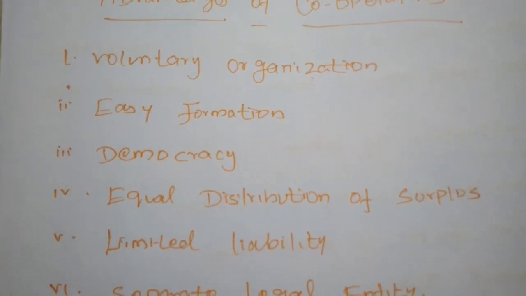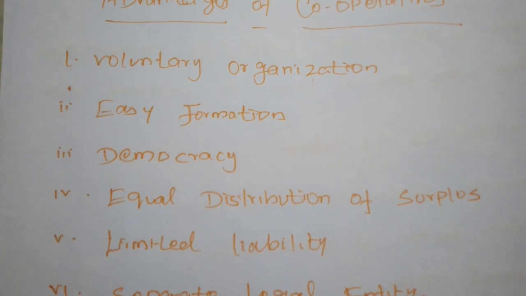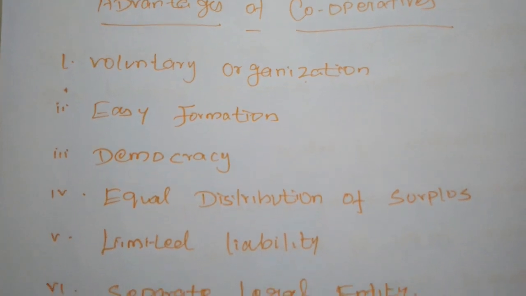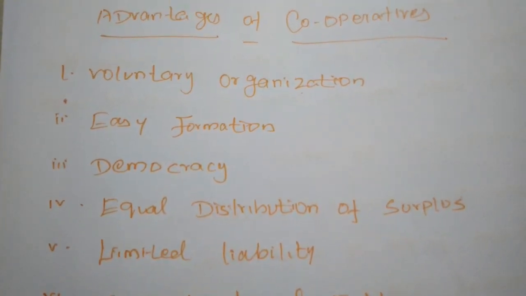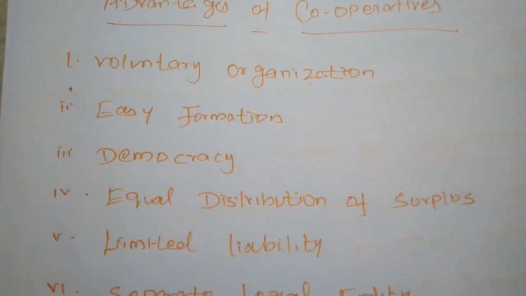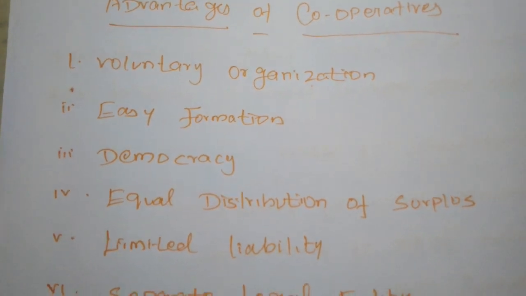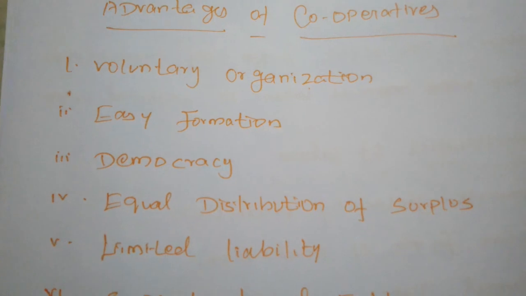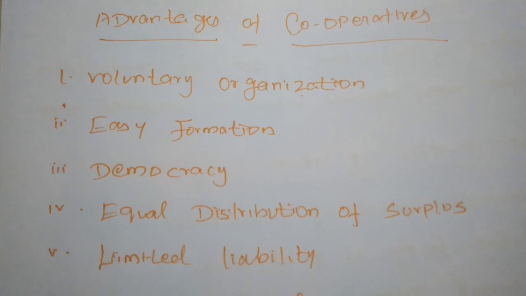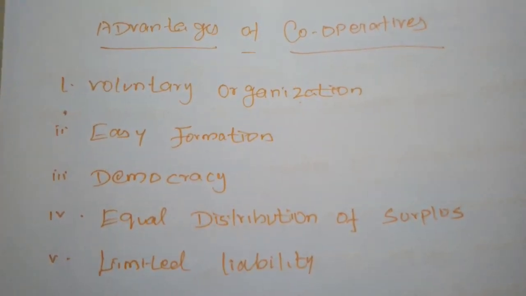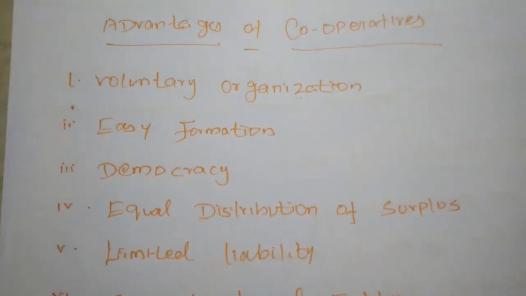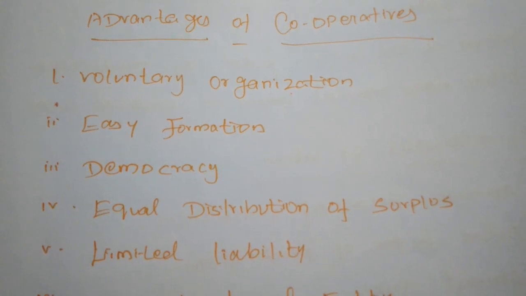Next, easy formation. Cooperatives can be formed much more easily when compared to a company. We have already studied that when joining joint stock companies as a member, some rules and formalities are there, but here there are no such formalities. Here 25 members who have attained majority can join together to form a cooperative society by observing simple legal formalities. Compared to the Companies Act, there are easy rules and regulations, so by following them, it is easy to form a cooperative organization.